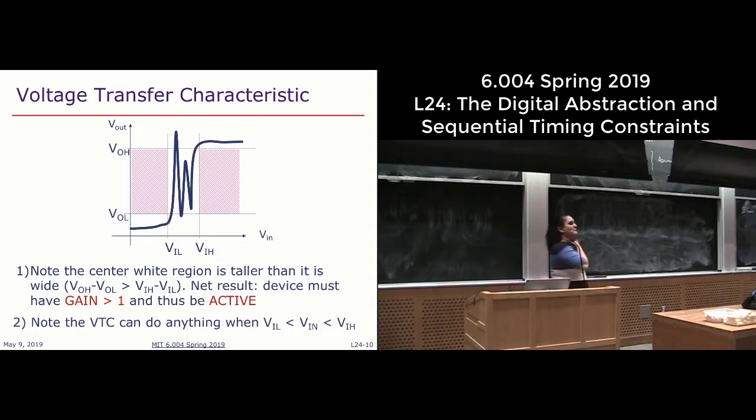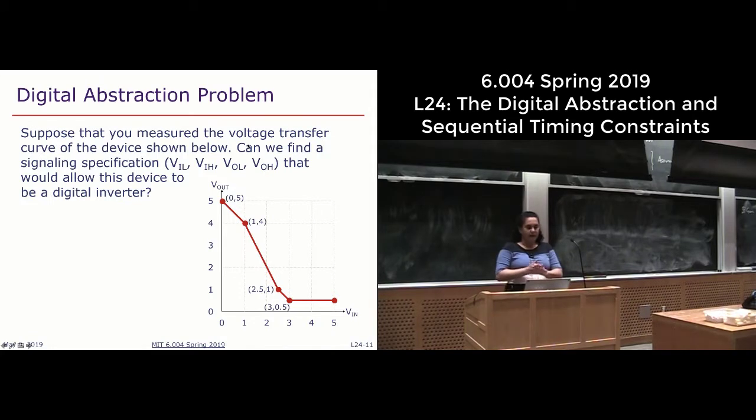The second thing that I want to mention is that in the region where we don't have valid inputs, my curve can actually do anything. So it could really look wacko like this. This is still a perfectly valid VTC for a buffer, because for all valid low inputs, it's producing a low output, and for all valid high inputs, it's producing a high output. All right, so before we move on to our next topic, let's just go through an example to make sure that we understand this principle.